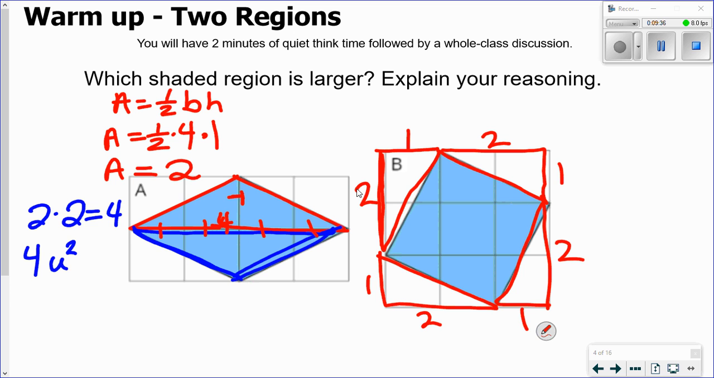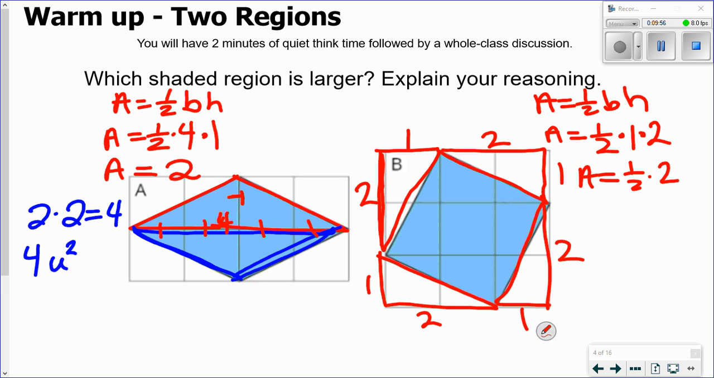So I'm going to do my 1/2 base times height. Okay, so half of 1 times 2. Again, it's multiplication, so I can do it in any order I want. So if I want to do 1 times 2 first, which I know is 2, and then take half of that, I get half of 2, which is 1. So now I know each of these triangular pieces is 1 square unit. So this is 1 square unit, this is 1 square unit, this one, and this one.